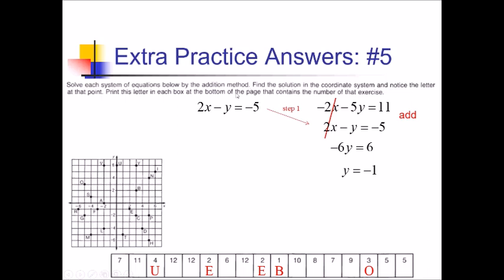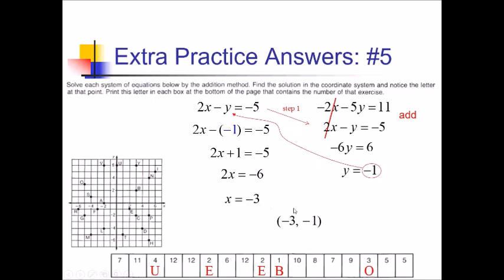Plugging that back in over here, this is going to be 2x minus negative 1 equals negative 5. So that's really plus 1 right there. I'm going to rewrite that before I do anything else. Now let me subtract that 1 from both sides. That gives me negative 6 over on the right side. And then finally dividing by 2, we have x equals negative 3. So that's the answer, negative 3 comma negative 1.